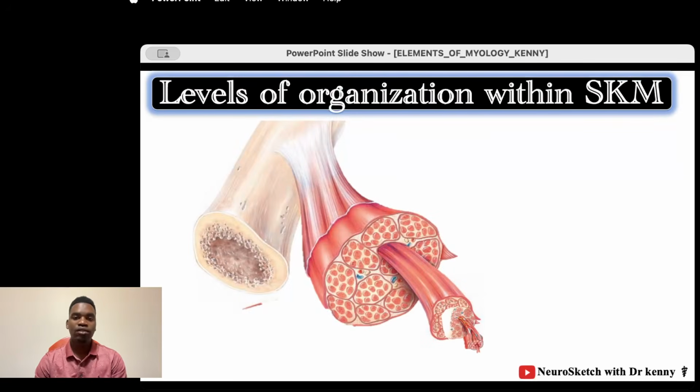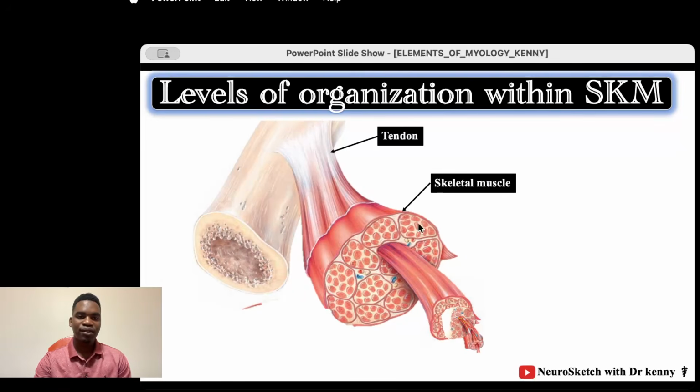All right, so let's talk about the organization within the skeletal muscle. This is the bone, and this is the muscle. What connects a muscle to bone? Of course, that is a tendon. A tendon will connect a muscle to the bone, and this is a skeletal muscle, because skeletal muscle will move the bone. So the skeletal muscle will be connected to the bone by a tendon. A skeletal muscle is covered by a thin layer of membrane, which is known as epimysium.